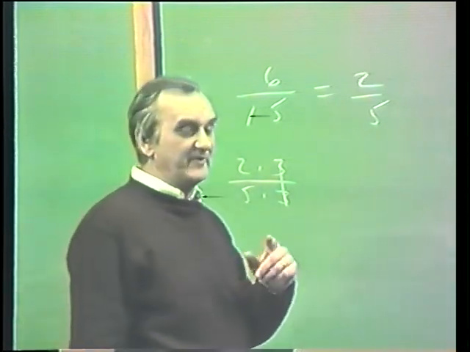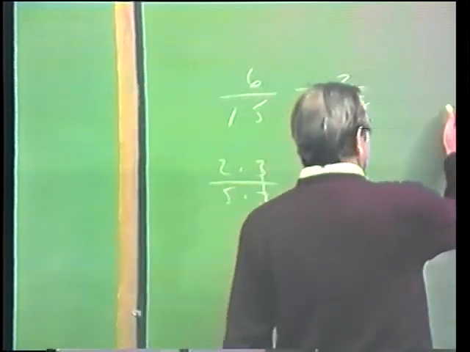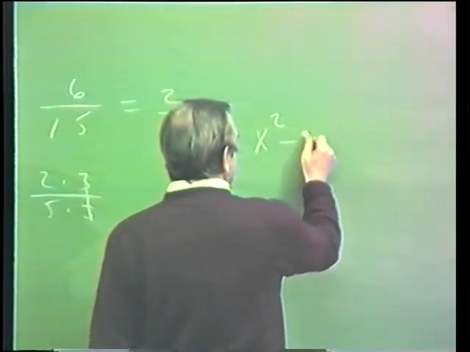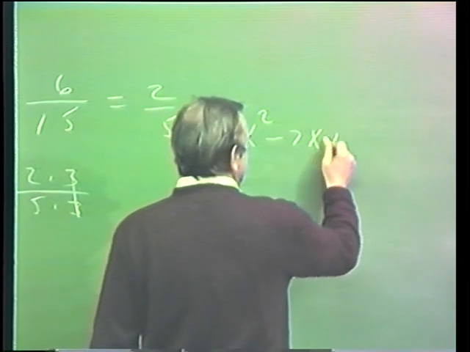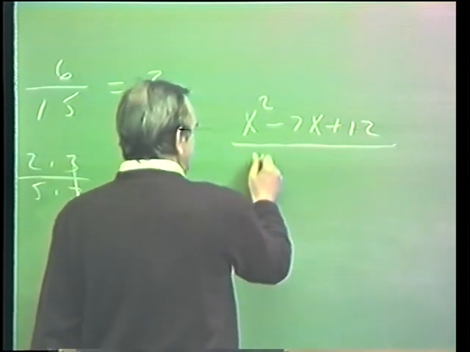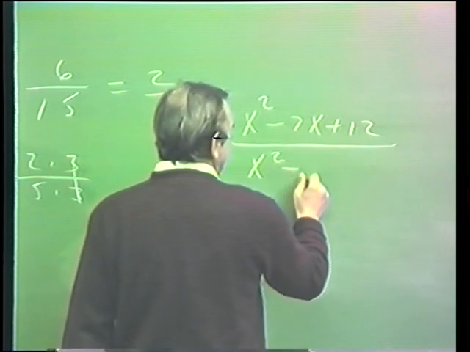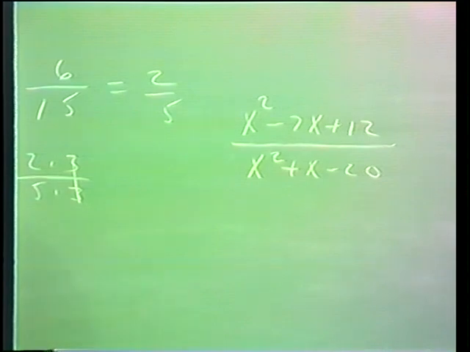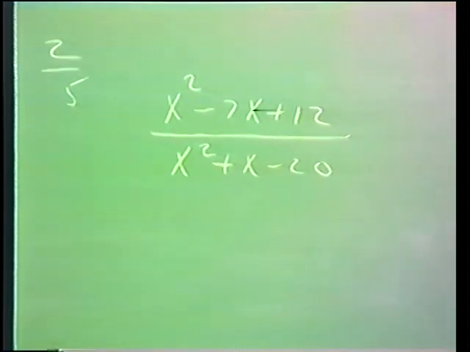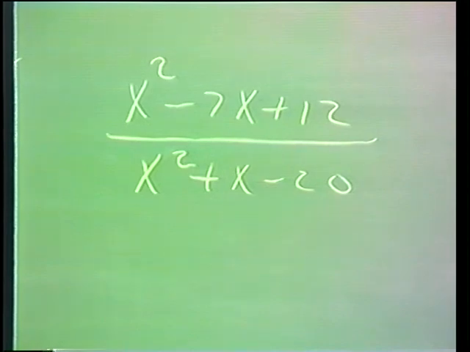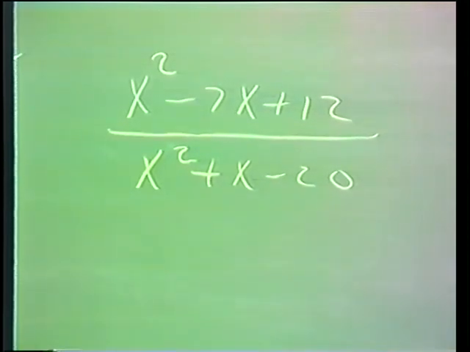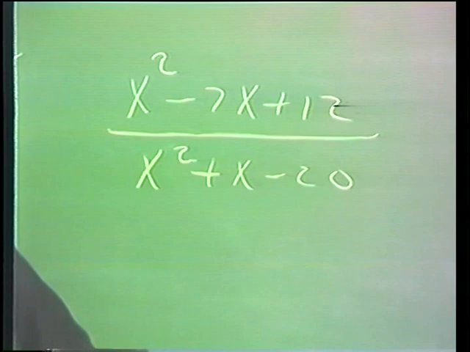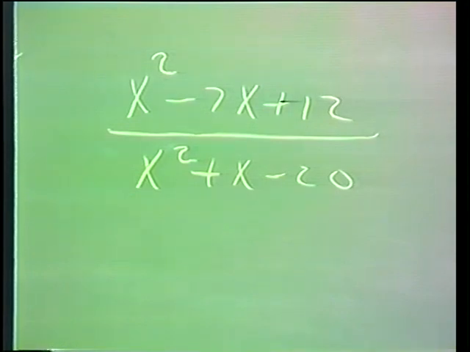Let's see if you can transfer that thinking to an algebra problem. Let's suppose we have x squared minus 7x plus 12 divided by x squared plus x minus 20. There we have an algebraic fraction. And I'd like to see if you can simplify that fraction.